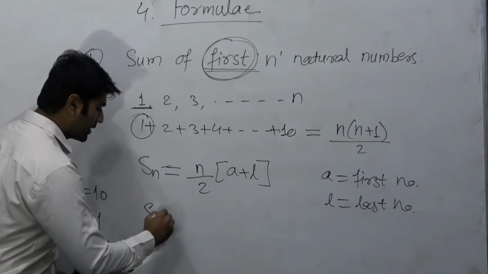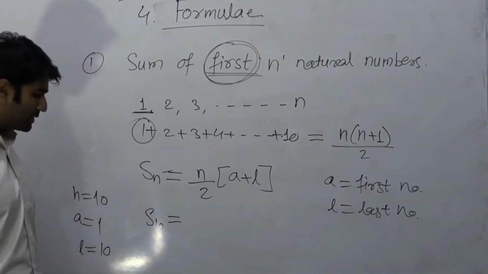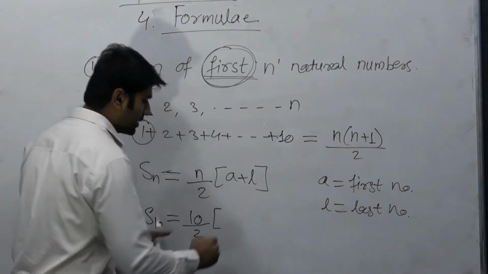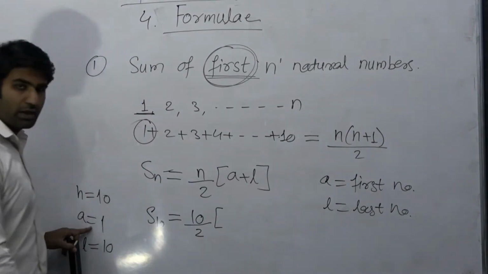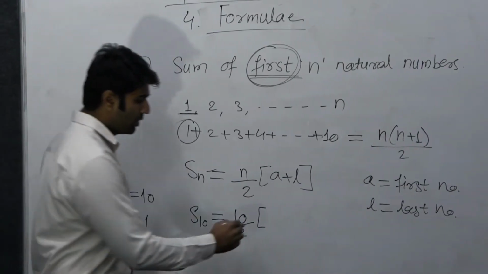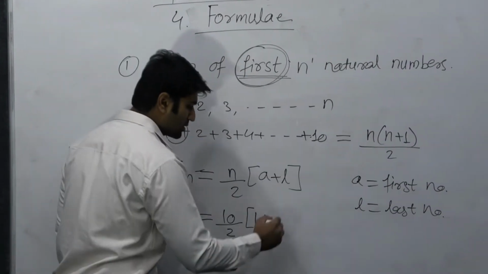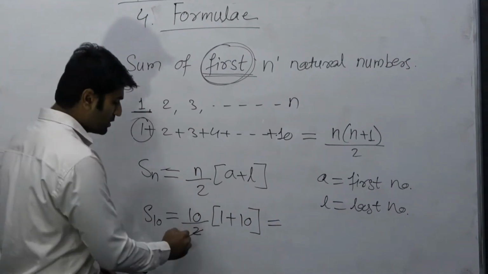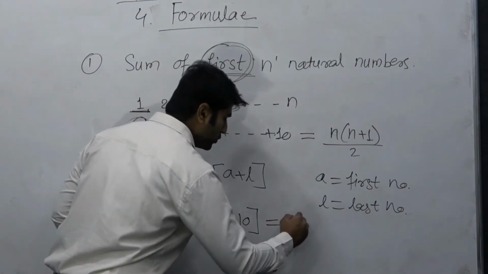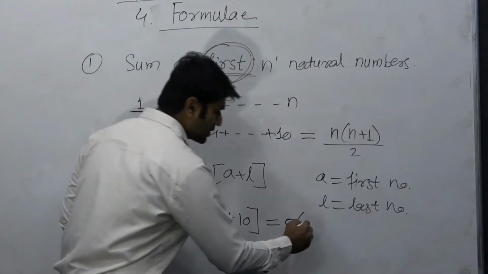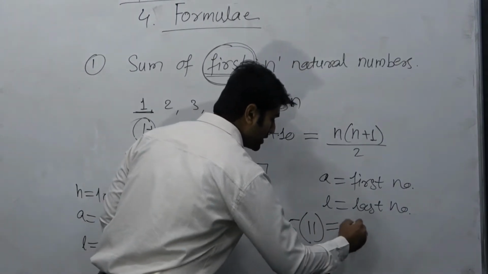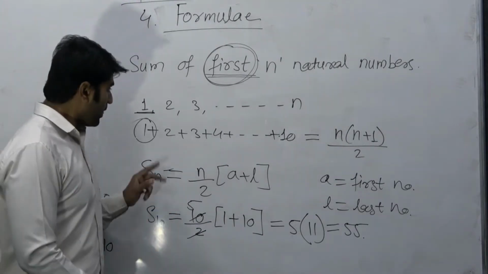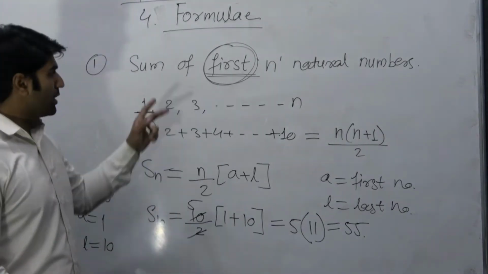S of 10 means sum of 10 numbers is equal to n means total numbers, there are 10 numbers, divided by 2 into bracket a means first number, as we have written here, a is equal to 1, plus l means last number 10. So now we can solve this. 10 divided by 2 means 5. So 5 into bracket 1 plus 10 means 11. So 5 into 11 is equal to 55. Again same answer.